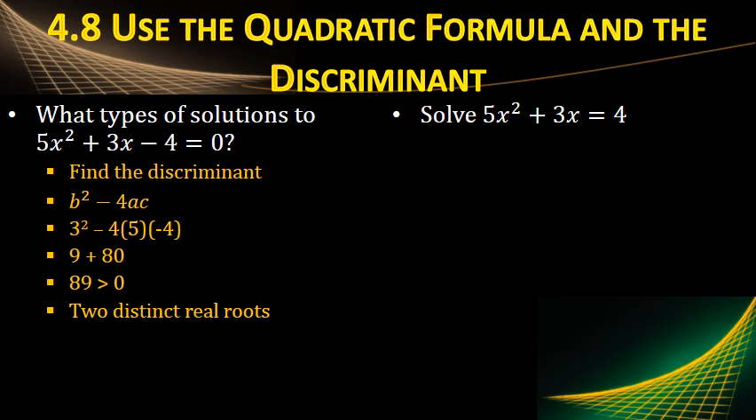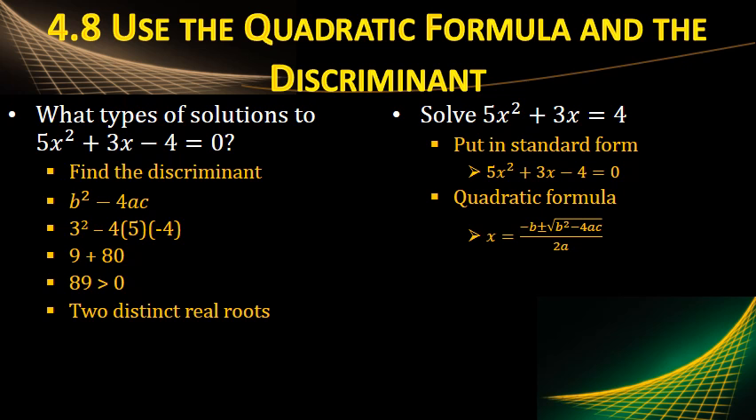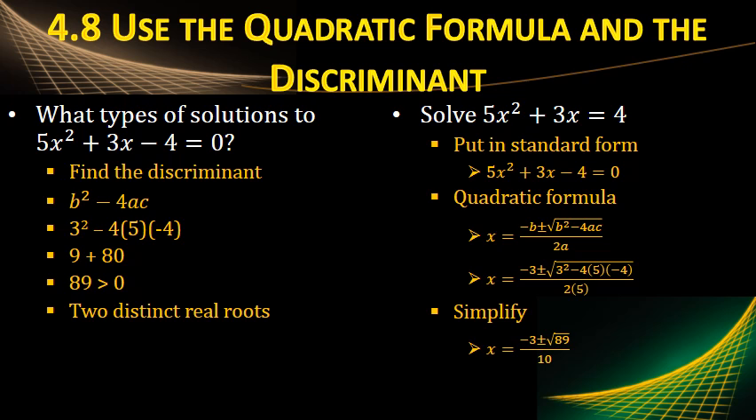So now let's solve this. We set it up so it equals 0. So we move the 4 over to the other side so it equals 0. Then we need to fill in the quadratic formula. b is 3, a is 5, c is negative 4. Then we simplify that. And you get negative 3 plus or minus the square root of 89 all over 10. We cannot simplify the square root of 89, so that is our answer.